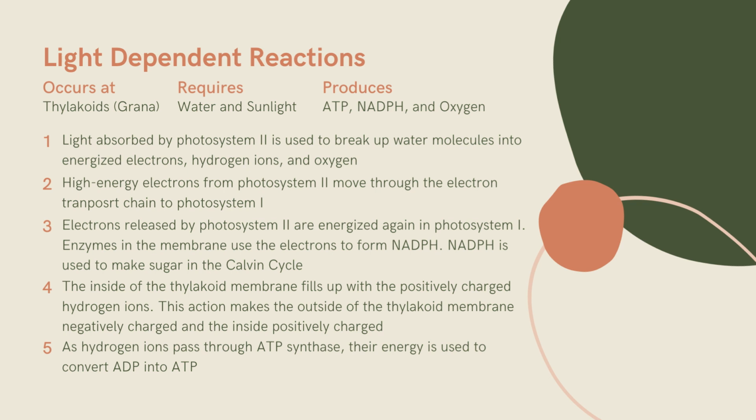So the first step, we'll just remember that photosystem 2 absorbs light and it will break up water molecules into energized electrons, hydrogen ions, and oxygen, which will be released into the atmosphere as a byproduct.